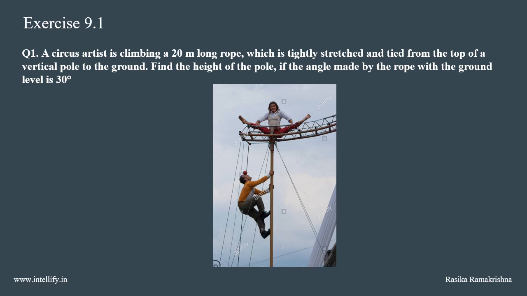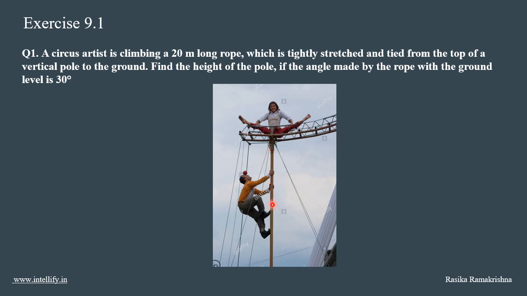Alright, so whenever you're given a trigonometric question like this, the first step is to visualize the question, right? And once you visualize the question, you can go ahead and draw the diagram. So here we have a circus artist who's climbing a rope, right? So I have included a picture of a circus artist climbing the rope.